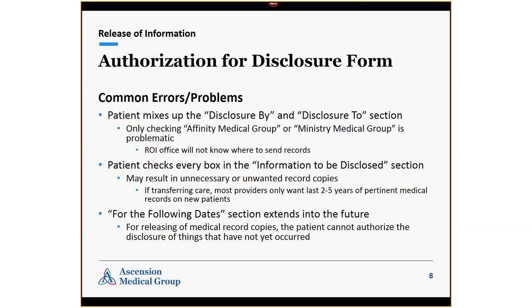Now I'm going to talk about some of the common errors or problems. We see a lot of the same types of errors occurring over and over again, and here are the most common, most problematic ones. Patients mix up the disclose by and the disclose to section. Be sure that the full address is provided in the disclose to section. Make sure that they did not just check Affinity or Ministry in the disclose to section. If only that is checked, the other healthcare facility will not know where to send the records to.